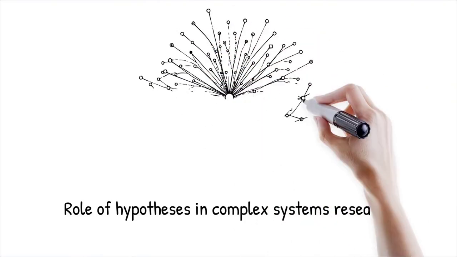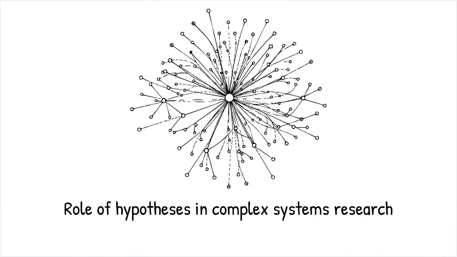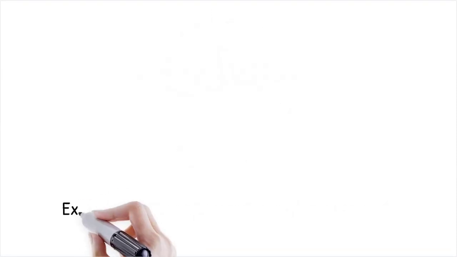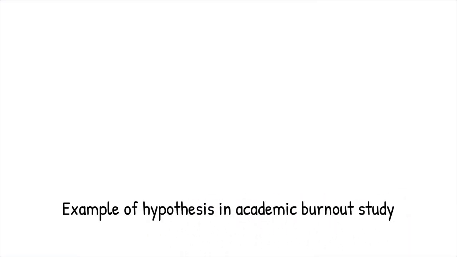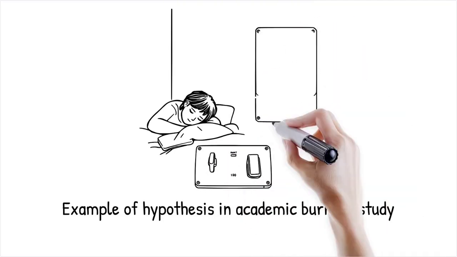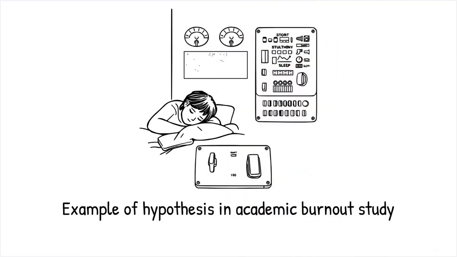In complex systems research, a hypothesis helps isolate specific interactions within broader interconnected phenomena. It acts as a probe, targeting one potential causal relationship at a time, allowing researchers to map nonlinear systems, test feedback loops, and build mechanistic understanding, even in intricate fields like neuroscience, ecology, or social dynamics. For instance, in a study of academic burnout, a hypothesis might isolate one factor. Students with less than 6 hours of sleep will report significantly higher burnout scores than those with 8 hours. Much like isolating one switch in a complex control panel to see if flipping it dims the lights.